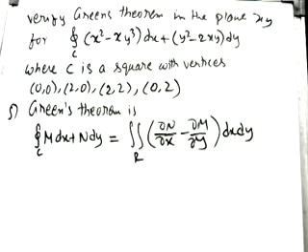See here, one question is there. Verify Green's theorem in the plane xy for the line integral of (x² − xy³) dx plus (y² − 2xy) dy, where C is the square with vertices (0,0), (2,0), (2,2), (0,2). Now let me first write what Green's theorem is here. The line integral of M dx plus N dy over the curve C equals the surface integral of ∂N/∂x minus ∂M/∂y over the region R.